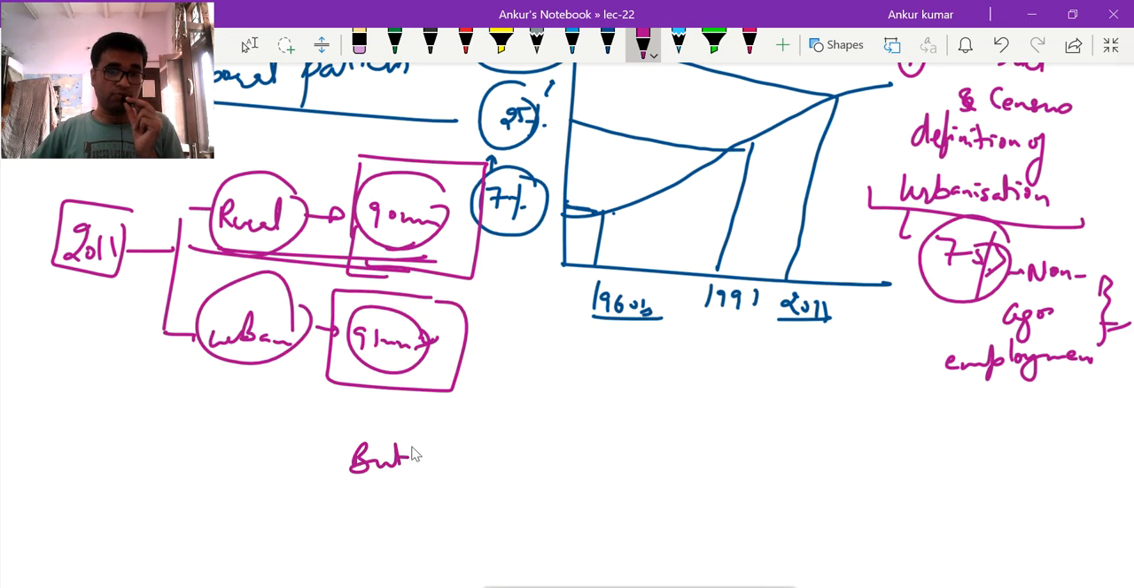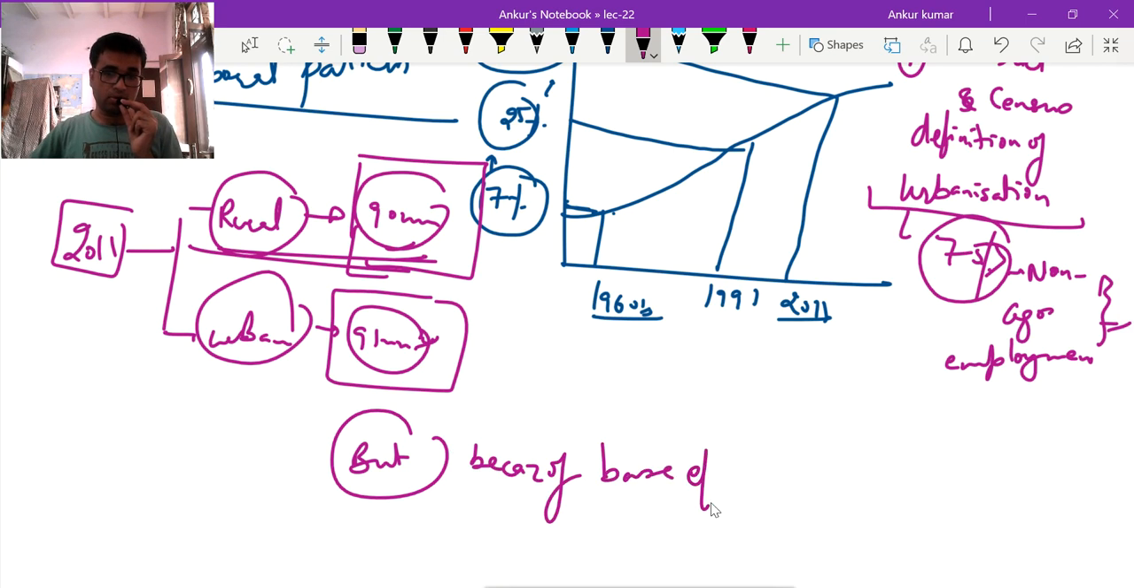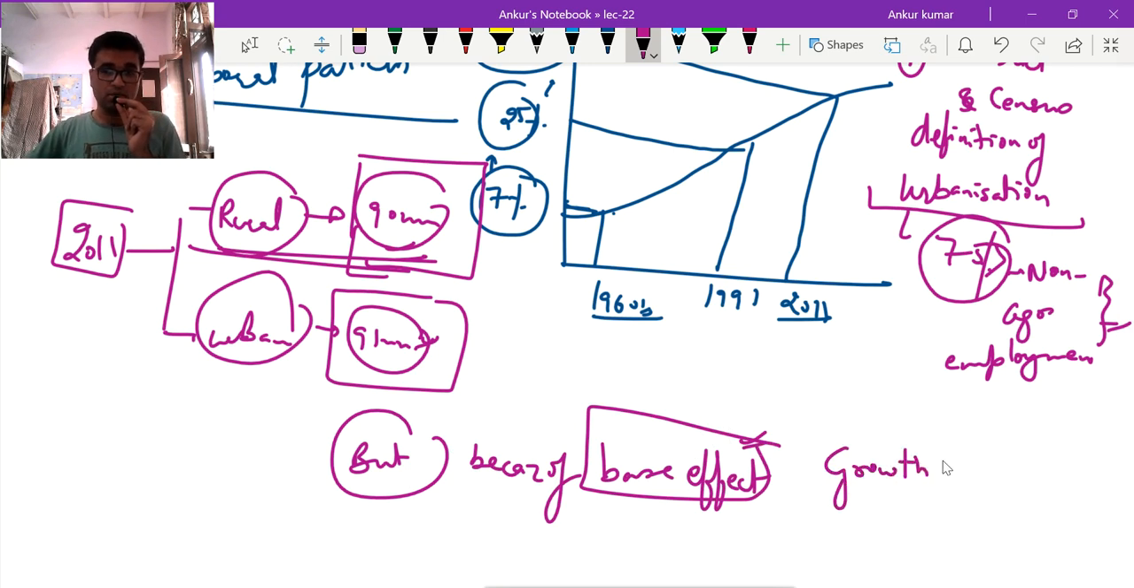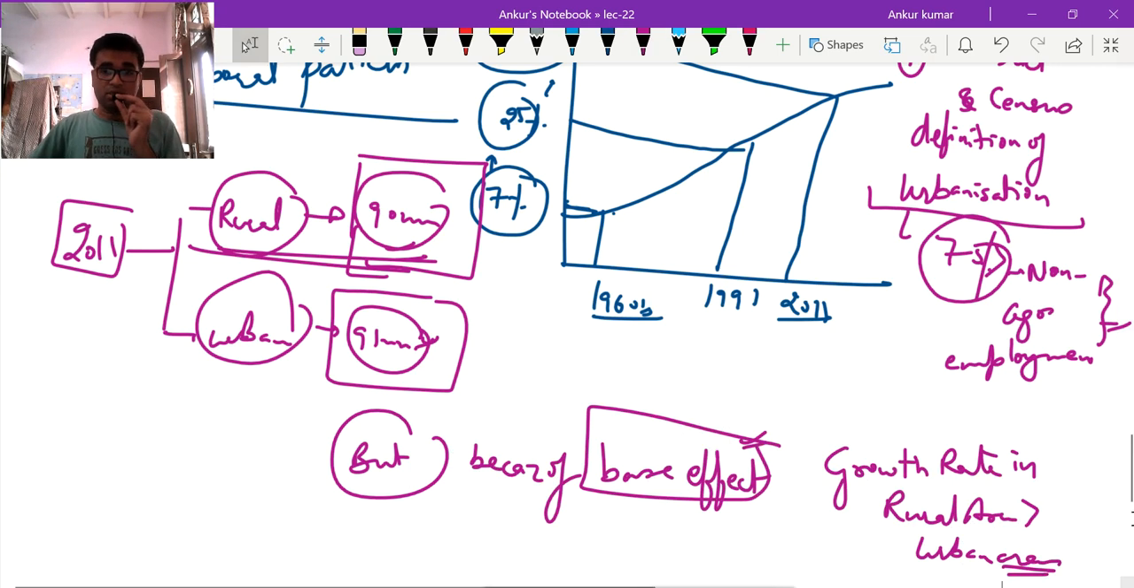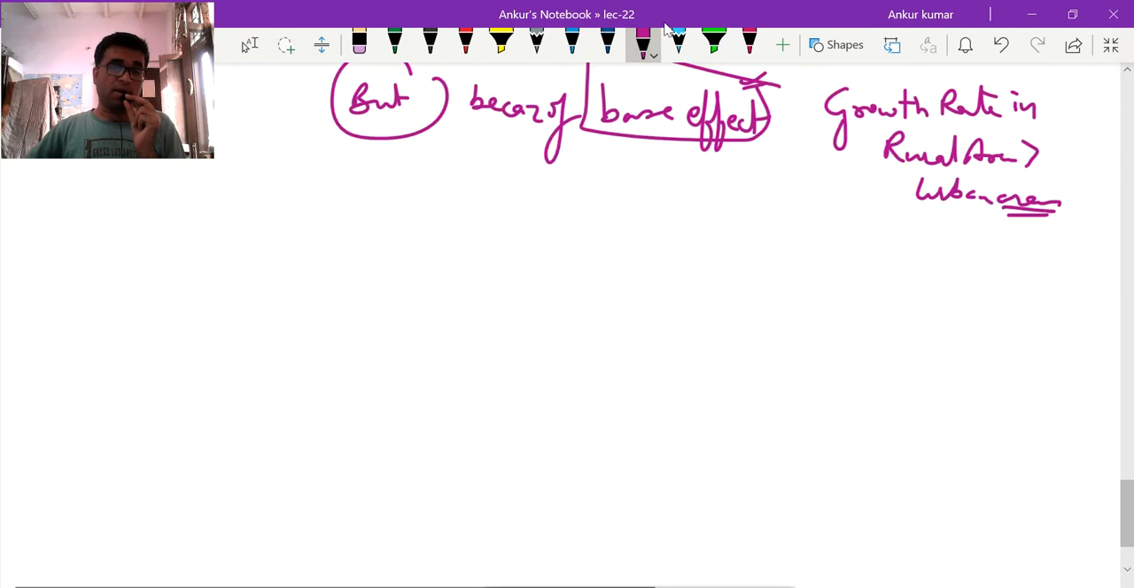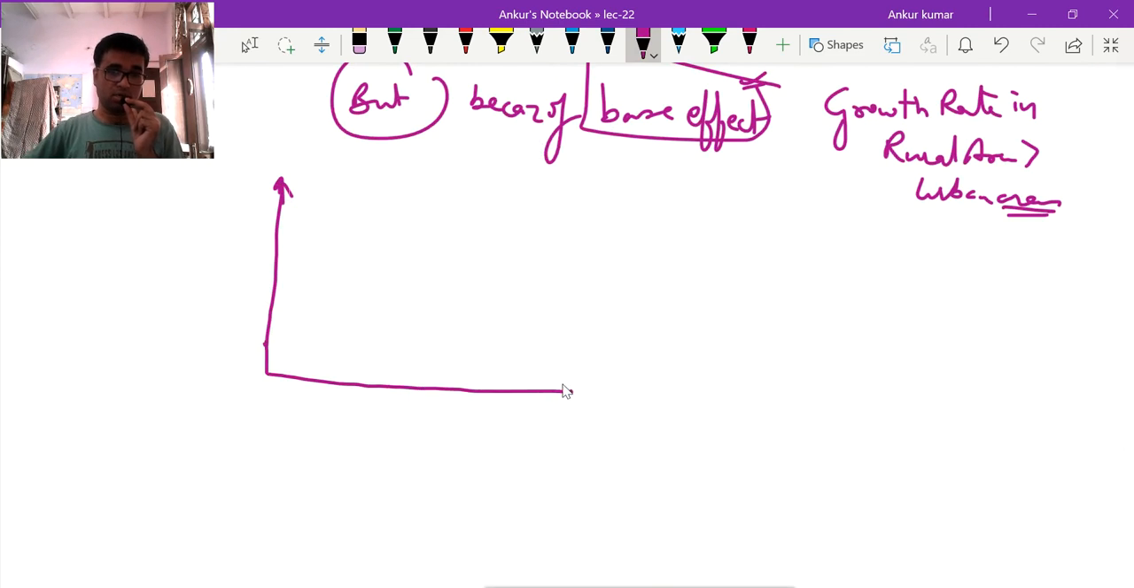But because of the base effect, that is, the number of people or population that already exists, on the basis of that, the growth rate in the rural areas exceeded the growth rate in urban areas, right? Let us see this with an example. See, the empowered action group states, the states which are more backward: Bihar, Uttar Pradesh, MP, Jharkhand, etc.